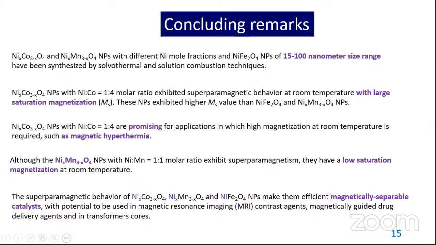And in the case of nickel manganite, it has a relatively low saturation, but still it can be used for several applications, especially catalytic applications. Anyway, all three materials have the potential to be used as magnetic super catalysts. Also, some of them can be used as MRI contrast agents, and as transformer core materials, as they are superparamagnetic in nature.